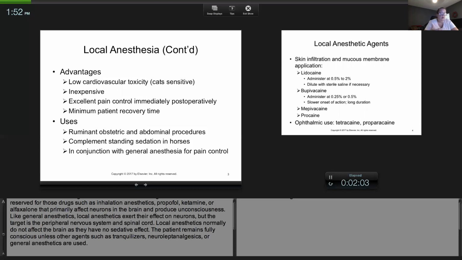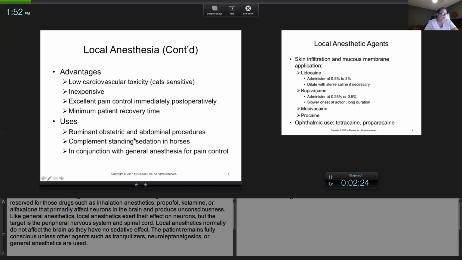The other thing is they are cheap. Lidocaine is dirt cheap. I'll talk about the other drugs. Obviously, as the drugs improve and they make new ones, they do become more expensive. But lidocaine is our gold standard that's been around for a long time. It's very cheap, obviously gives good pain control, and it helps minimize recovery.